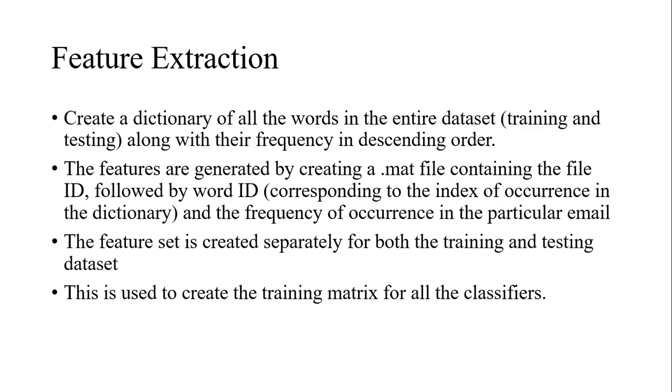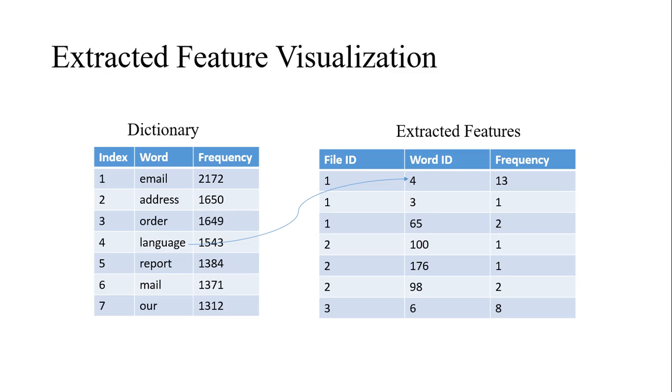Here the features consist of the file ID in the first column, word ID in the second, and the frequency, the number of words that occur in that email alone. Here the feature set is created once for the testing set and once for the training set. Here I'll go on to talk more about how the feature set looks like in the next slide. Furthermore, the feature set will be used to create the training matrix for the classifiers.